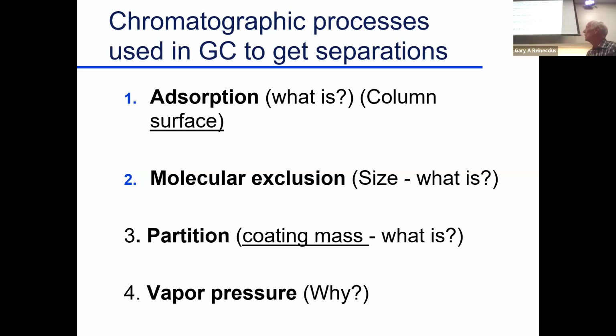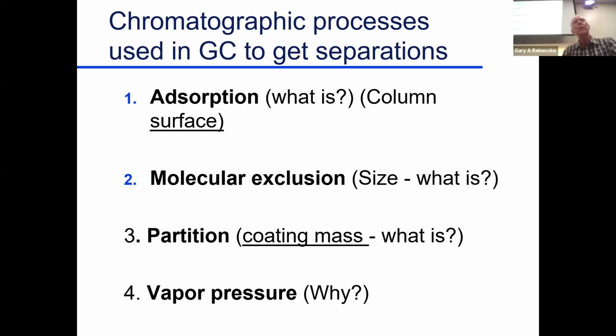Most of what we do is more partitioning chromatography, putting a coating on the inside of that column and looking actually at our analytes dissolving in and coming back out. So number three is the number one factor, but again, vapor pressure does play a role.